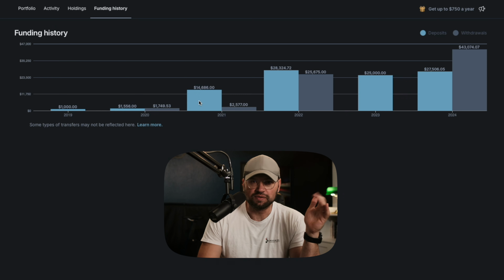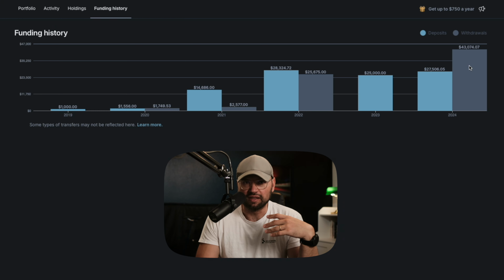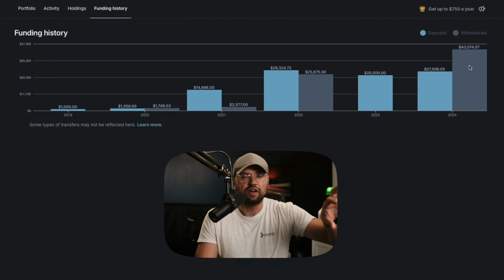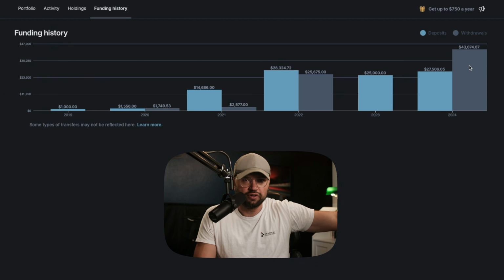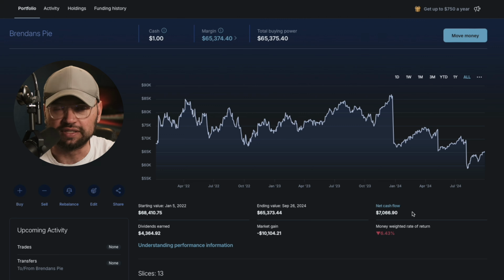So you can see for a while there, I was contributing way more. The blue was much bigger than the gray. Then starting in 2022, I took a big chunk out, put some more in, put some more in 2024, and then finally in 2024, I ripped out a whole bunch of money there. I transferred funds from M1 Finance over into another investing brokerage. So now when you go back to the portfolio tab, you go, oh, our net cash flow is $7,000. So even though I've done this movement in and out, in and out, in and out, I've left in more than I've pulled out, if that makes sense.